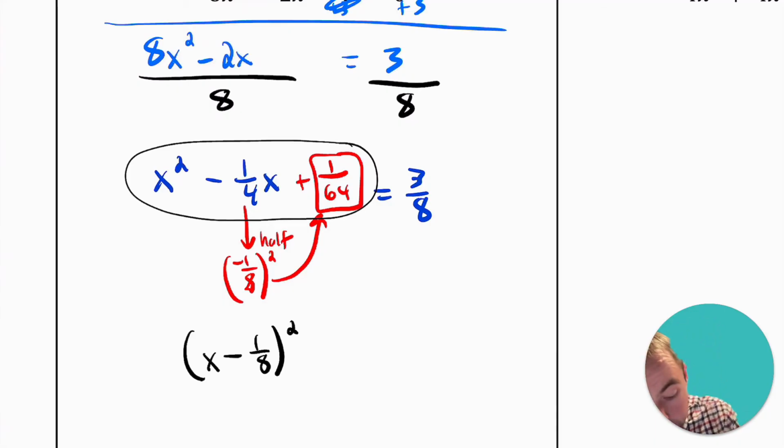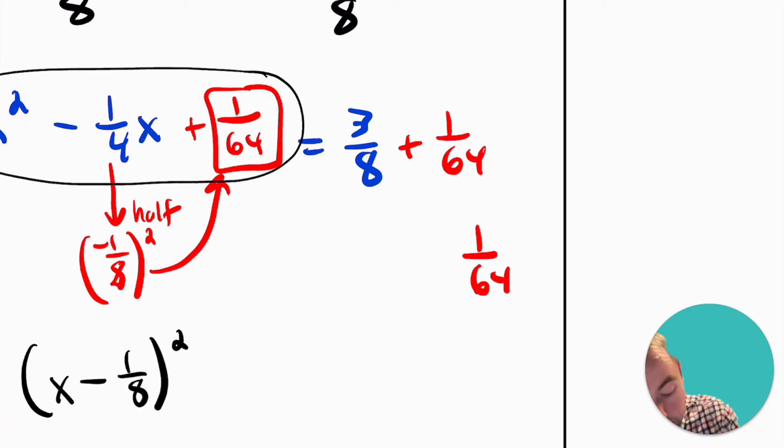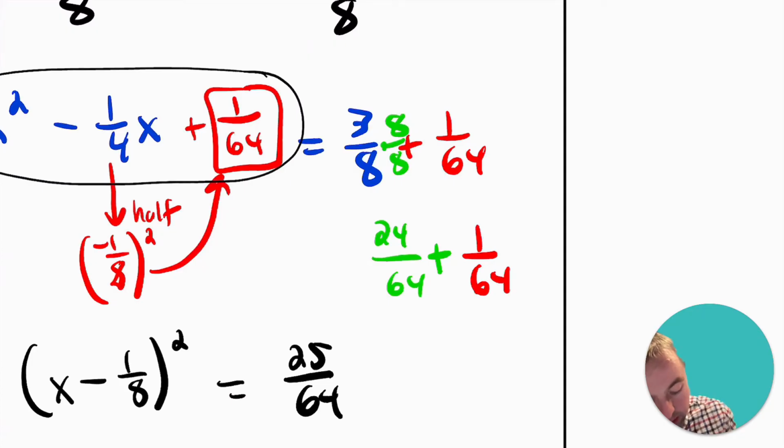And then we'll want to make sure that the other side of the equation also gets 1/64 added to it so that we balance that equation nicely. So we can get a common denominator by using a 64. That means that we're going to need to take this 3/8 and multiply it by 8 over 8, so we get that denominator of 64. So you'll end up getting 24/64 to add with 1/64. That'll give you 25/64 when you add that all together.